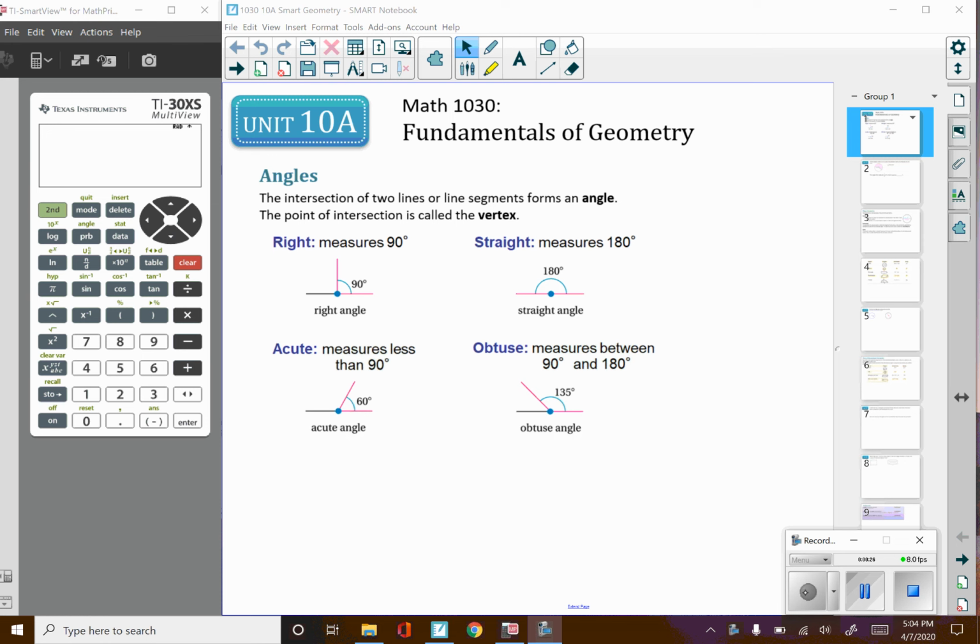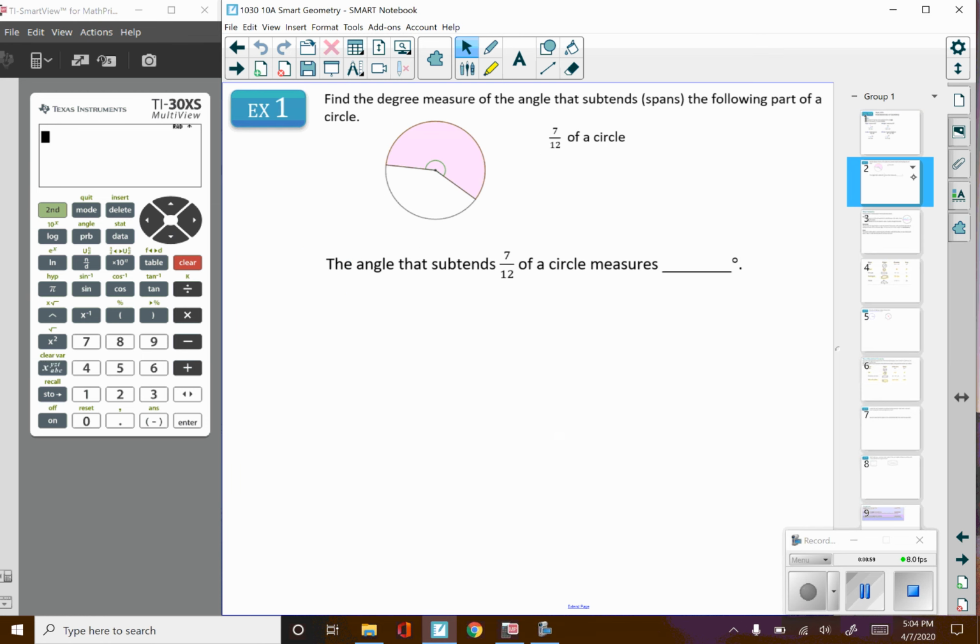All right, so first of all, just a really quick reminder about angles. Anytime we have the intersection of two lines or two line segments, it forms an angle. The point of intersection is called the vertex. You could have a right angle that measures 90 degrees. Anything less than that is called an acute angle. A straight angle is 180 degrees, and an obtuse angle is something that is between 90 and 180. We're going to use angles a bit right now, and then also a bit more in lesson 10B.